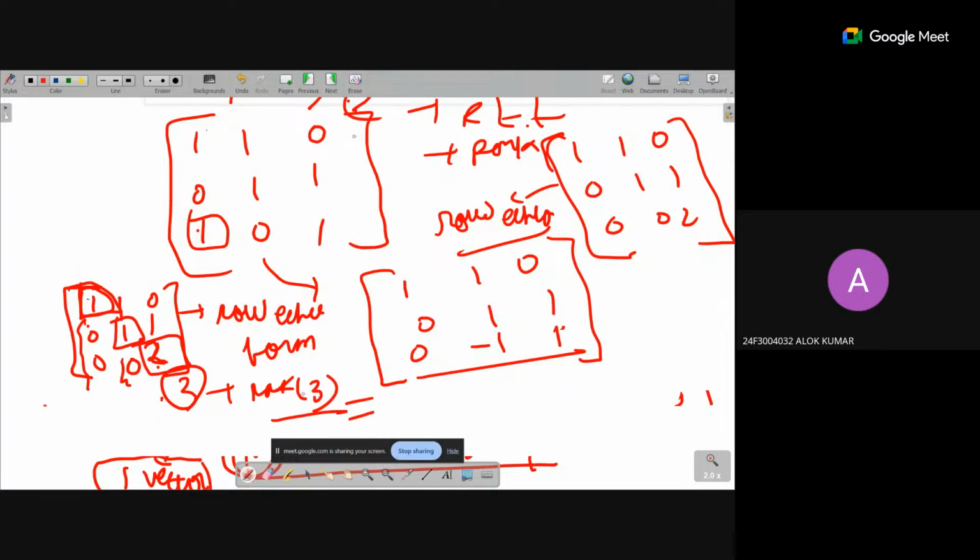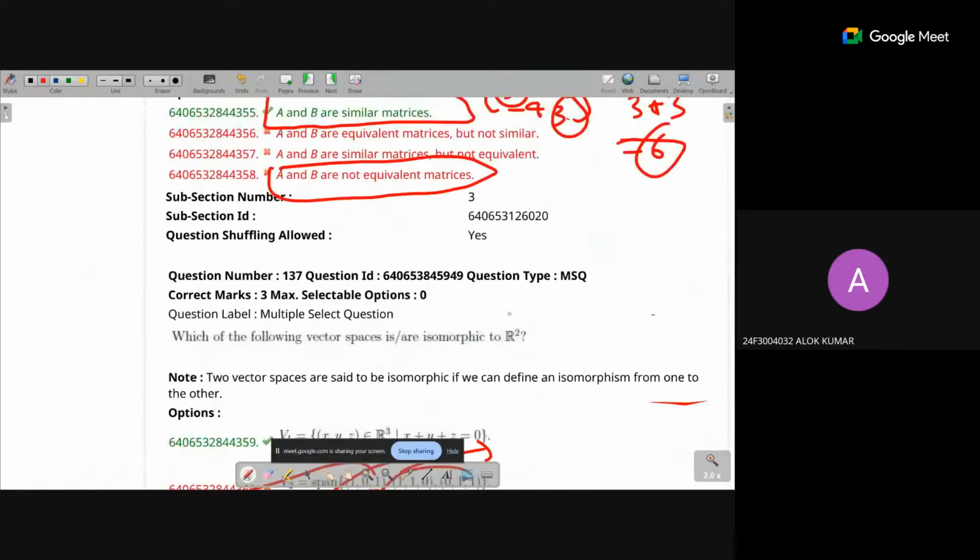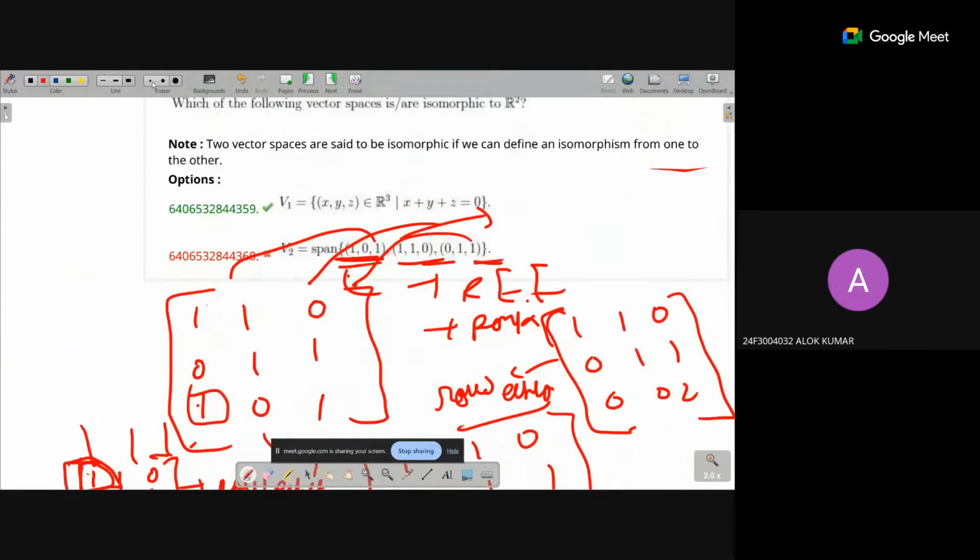Rank 3 is equal to what? We also have 3 columns: first column, second column, third column. So we have rank 3 and the number of columns is also 3. It means you can say that all these three vectors which span V2 are independent.